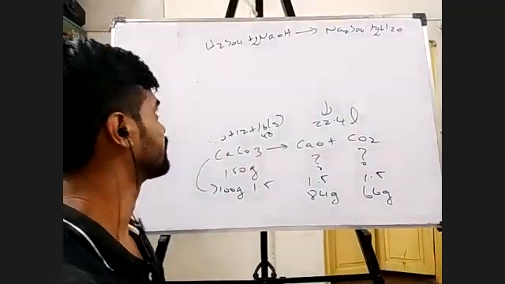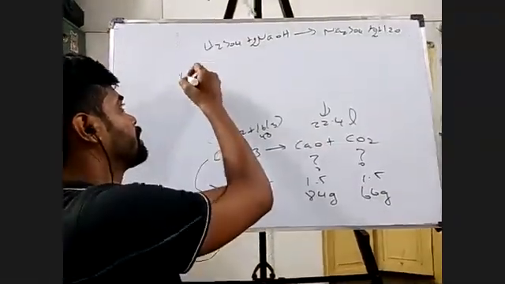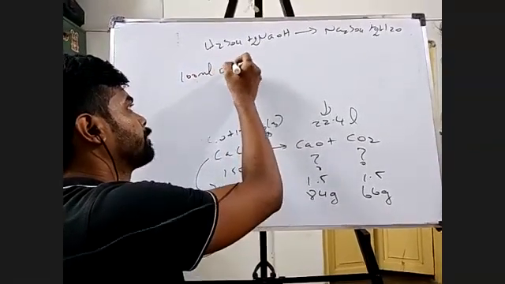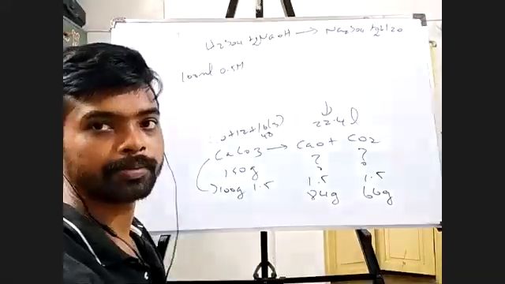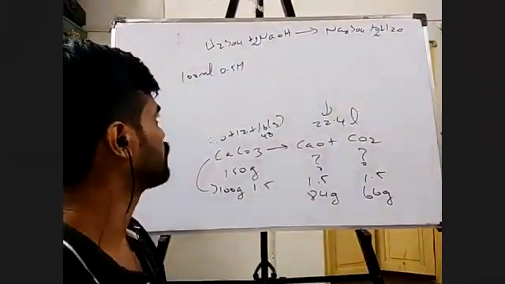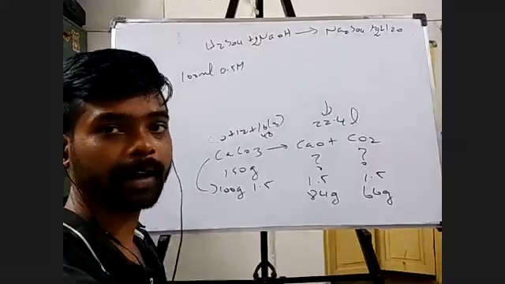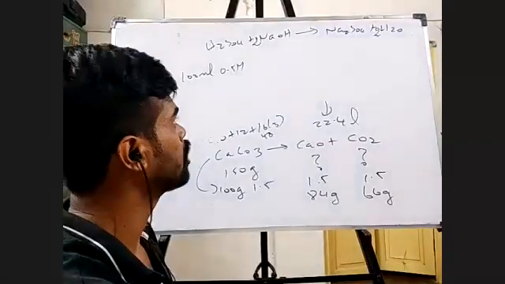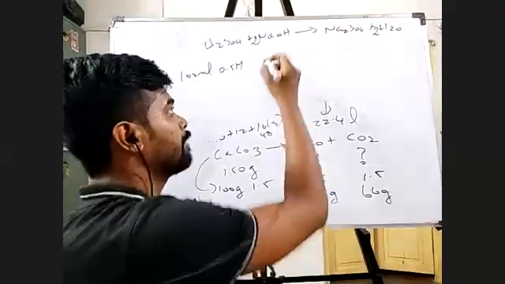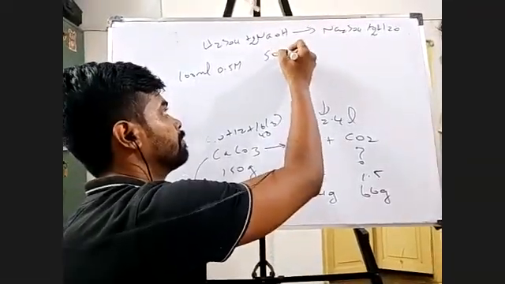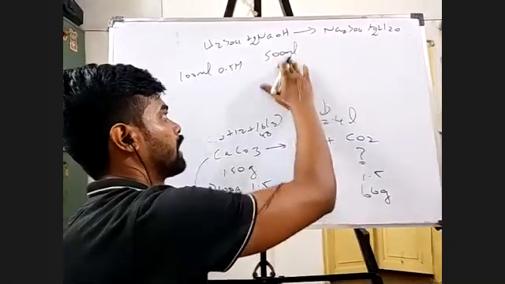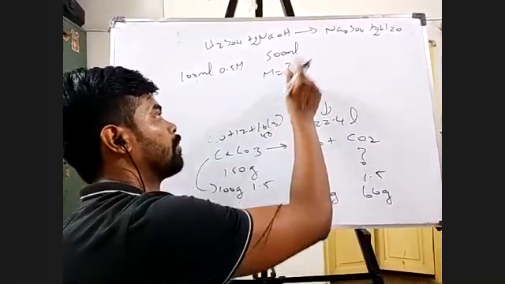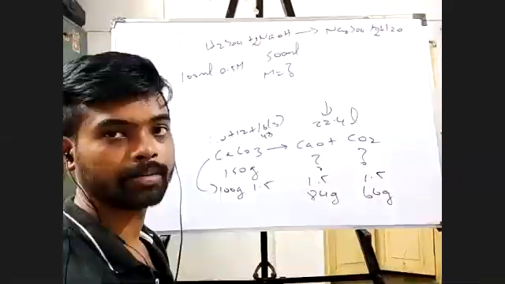Now the question goes like this: I have 100 ml of 0.5 M H2SO4 solution with me. They're giving you the volume, they're giving you the molarity. I want to know, if I have some 500 ml of NaOH, what is the molarity of this solution.